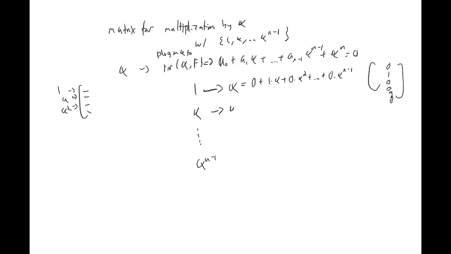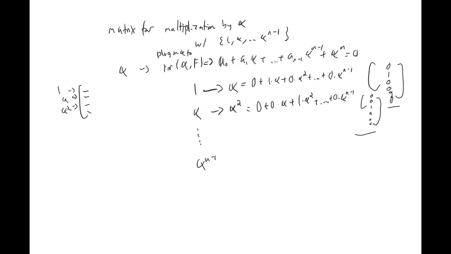Same thing here. This is alpha squared, which is 0 plus 0 times alpha plus 1 times alpha squared plus 0 times alpha to the n minus 1. So this should be 0, 0, 1, 0, 0, 0. Do you all see this? So this should be like the first column of that matrix they have. This should be the second one, right? Do you follow? Or, okay.